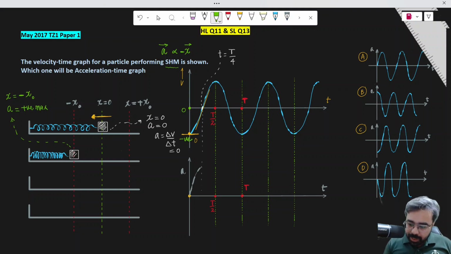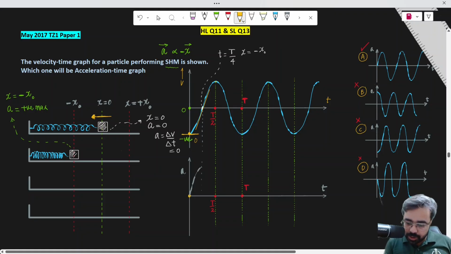So which means that all of the options, like B is wrong, C is wrong, and even D is wrong. So option A is the only right answer. But please, before you leave the video, just quickly see the other positions.